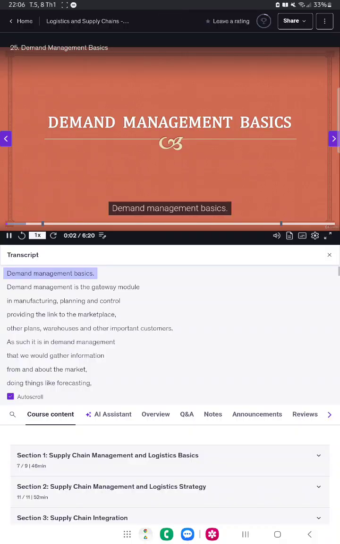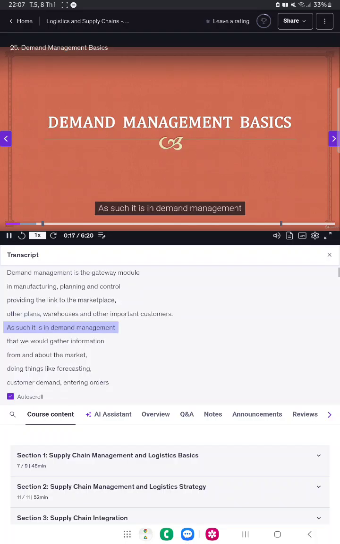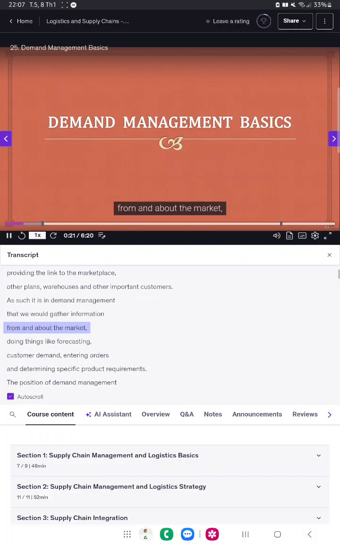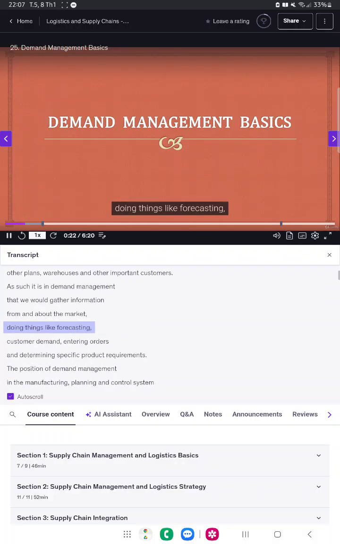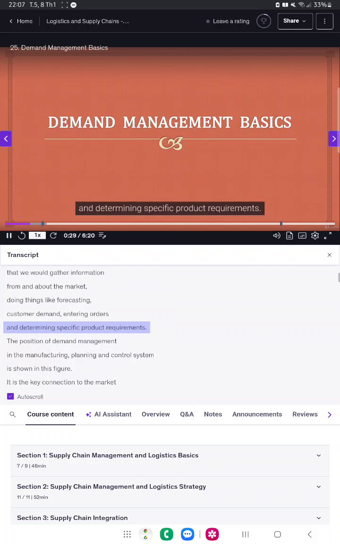Demand Management Basics. Demand management is the gateway module in manufacturing planning and control, providing the link to the marketplace, other plants, warehouses, and other important customers. As such, it is in demand management that we gather information from and about the market, doing things like forecasting customer demand, entering orders, and determining specific product requirements.